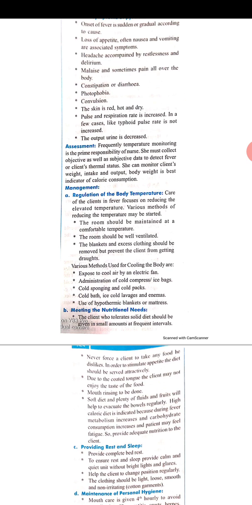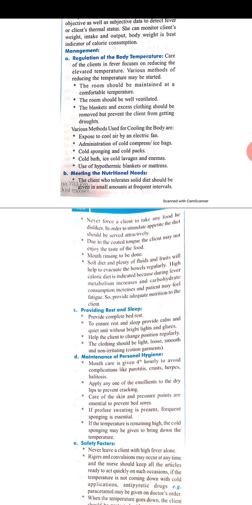Then provide rest and sleep. Clients who have a temperature greater than the normal range, such as patients with typhoid fever or malaria, are provided rest and sleep, because rest and sleep help reduce the body temperature. Rest and sleep are very necessary to the patient, so provide complete bed rest.